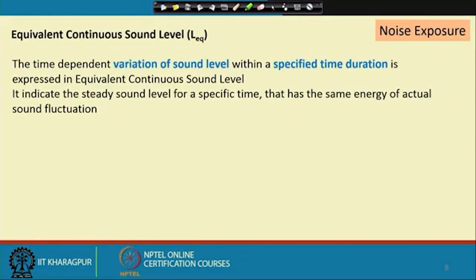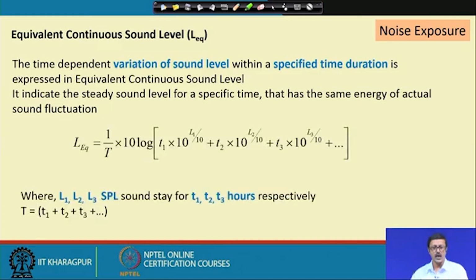So, each high level noise stays for how much, and then let us convert that to equivalent continuous sound level. It has been done with various specific sound levels and specific time durations in mind, and this formula has been given like this: the L equivalent, which is a time dependent phenomenon, is T1 into 10 to the power L1 by 10. This 10 to the power L1 by 10 we have already seen in the last lecture, and that has been multiplied by T1. What is T1? The T1 is the exposure time of the L1 sound.